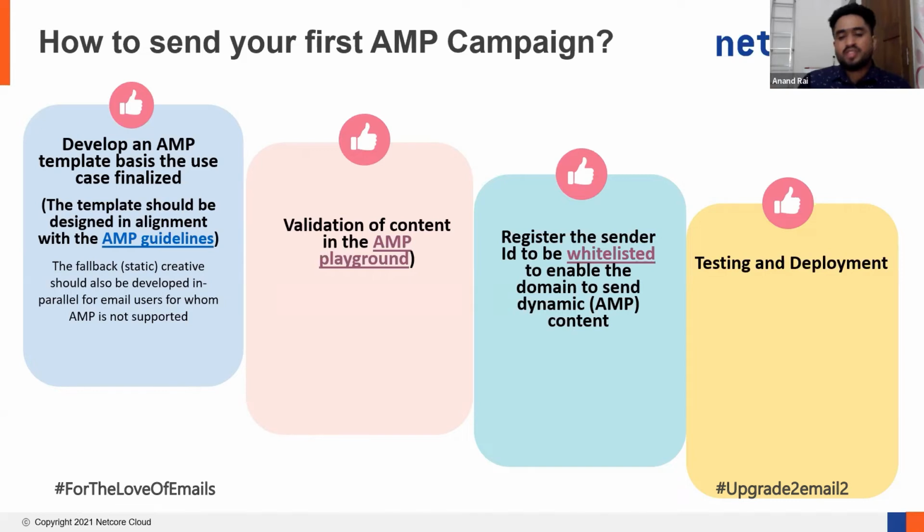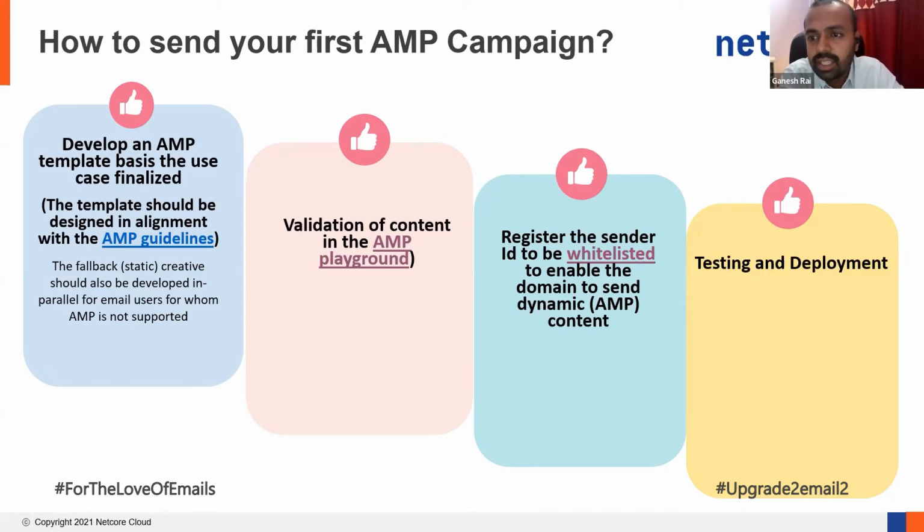So essentially, the deployment happens together, right? The AMP version of the use case and the regular version of the use case. Perfect. Yes. And basis the end user, where the end user is viewing their email, if AMP is supported there, the AMP content will load. If it is not supported, then the fallback HTML content will load.